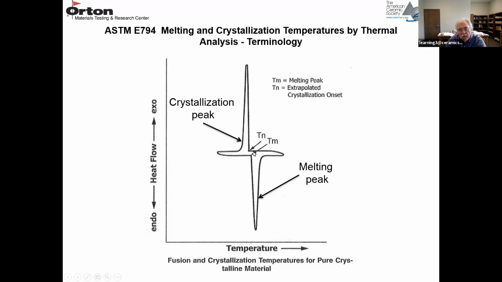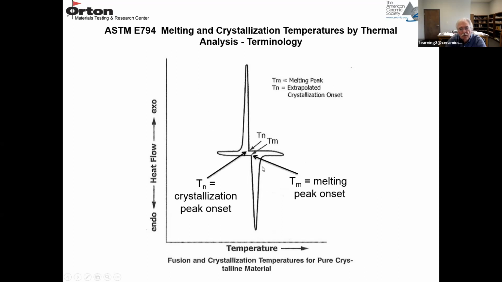Then if you cool it down, you reach a point here, it's a little bit undercooled, and you'll have crystallization. Crystallization is exothermic in this direction, and when it's finished, you go back to your baseline. So you have a melting peak and a corresponding crystallization peak. At this point, Tm is the onset of melting. That's basically the melting temperature. And Tn is the onset of crystallization. And that's basically the crystallization temperature.